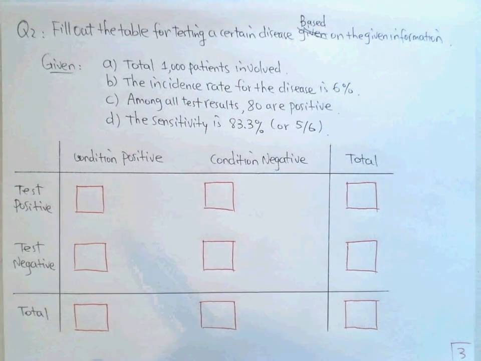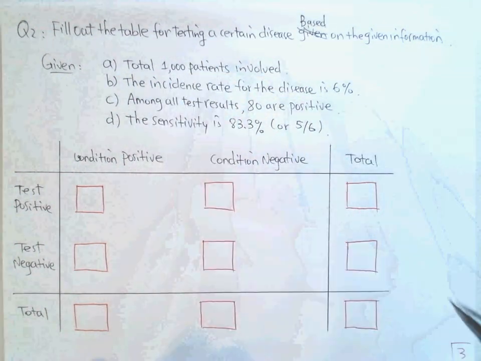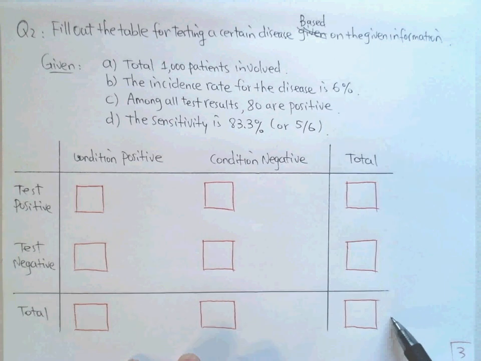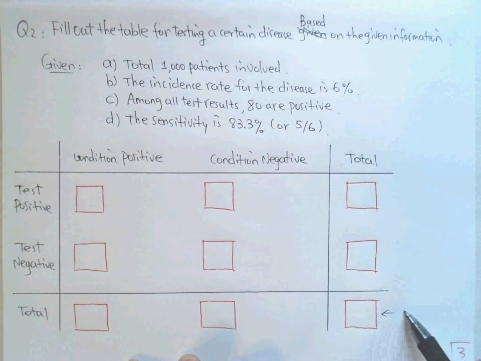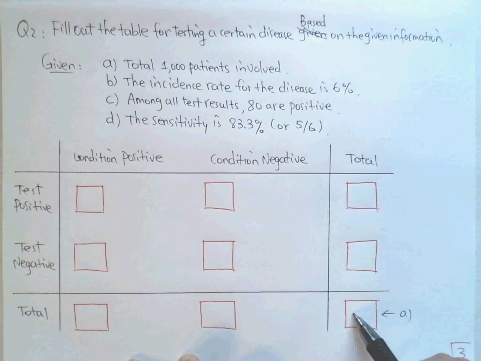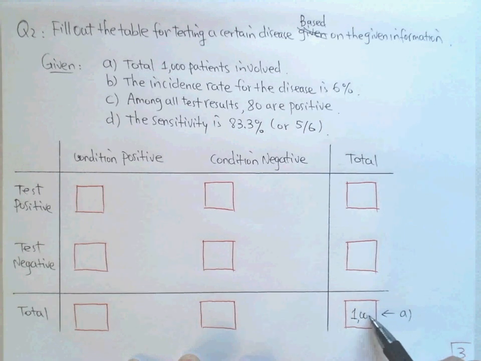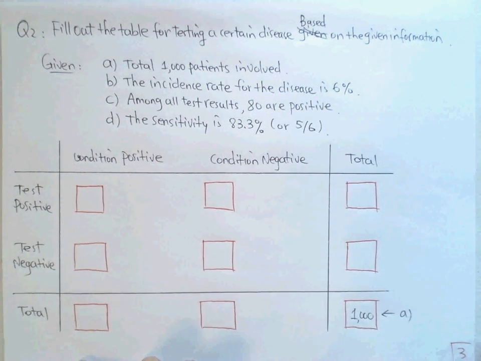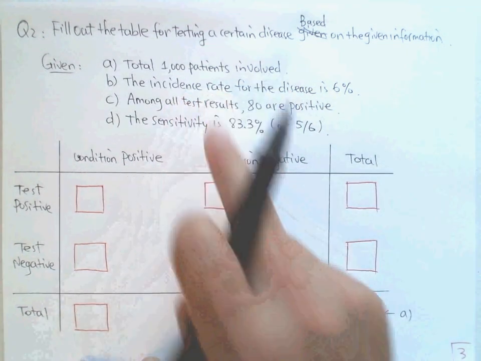So can we put this given information into the box first? Total 1,000 patients we have to put. So total 1,000 involved. That's all the patients, right? I think so. So you have to put this, right? This is the A information. Put it here as the total 1,000. If I put 1,000 here, see, we finish 1.